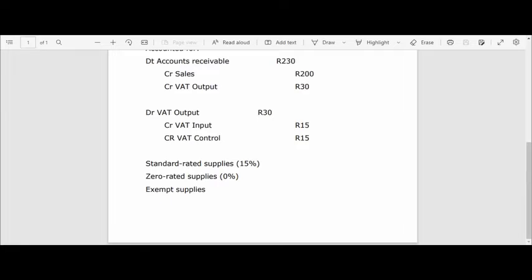If we are using the periodic inventory system, thank you, Angel. If we are using the periodic inventory system, which account are we then going to debit?